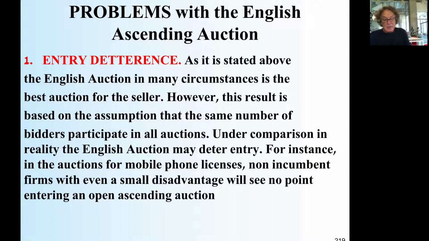Let me explain. Suppose I'm a newcomer, okay? I'm not an incumbent firm. And I want to participate in the government auction of frequencies in different locations. And there is an incumbent firm, and we're talking about an open ascending auction, English auction. Then whatever I bid, I'll bid, I don't know, $1 million, you'll bid $1,000,001. So if you are more experienced, maybe you have better technology, I don't have the same advantage as you, there's no point for me to participate in an English auction, because typically whatever I bid, you'll bid one more. And therefore I will not participate.